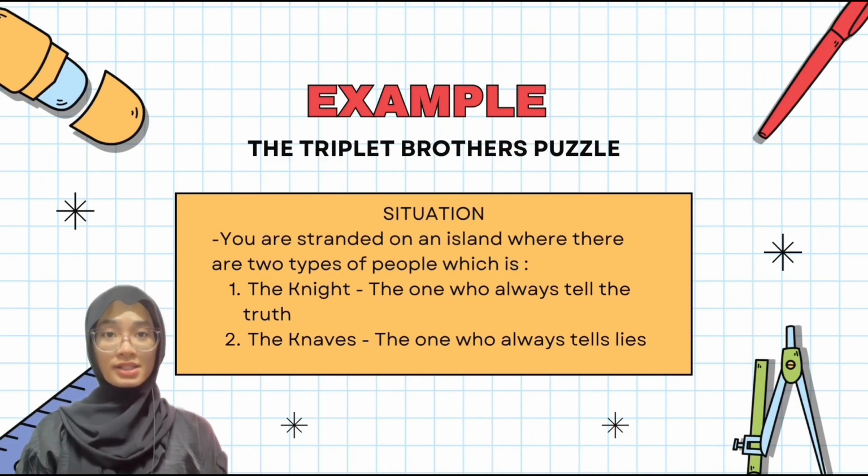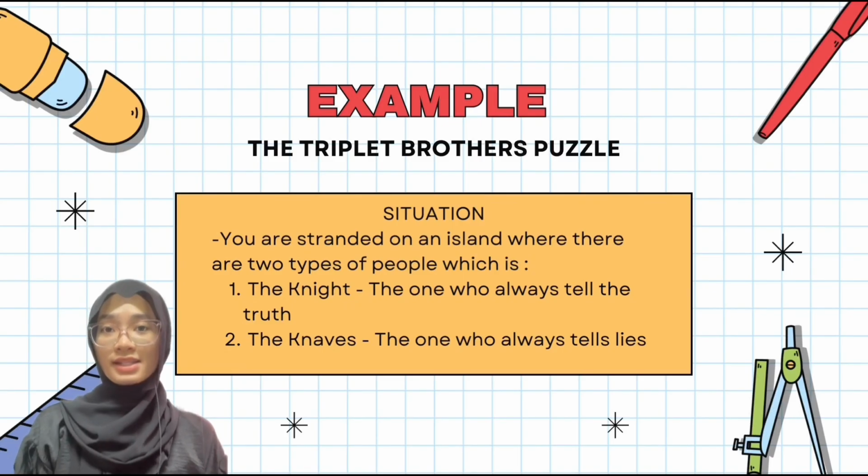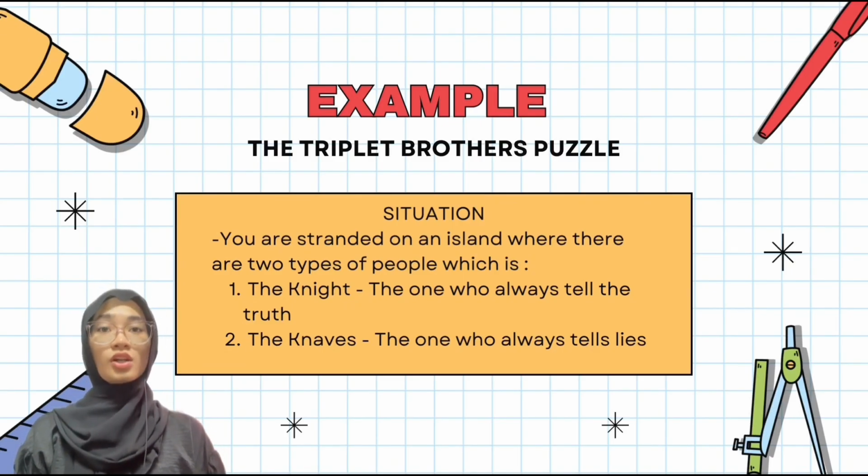I will present an example of logical reasoning using a famous puzzle called the Triplet Brothers Puzzle. This puzzle helps us understand how logic can be used to identify who is telling the truth and who is lying. Instead of guessing, we solve it step by step using logical deduction.